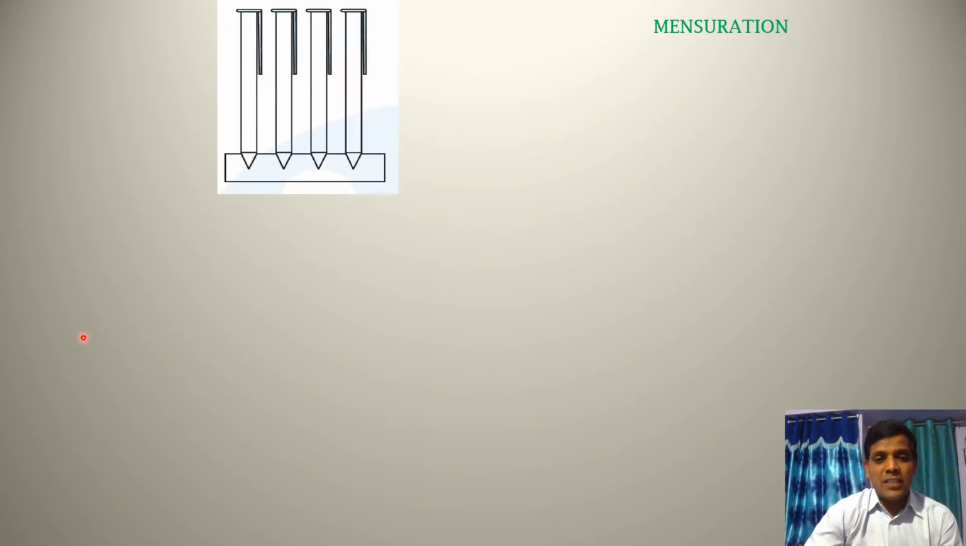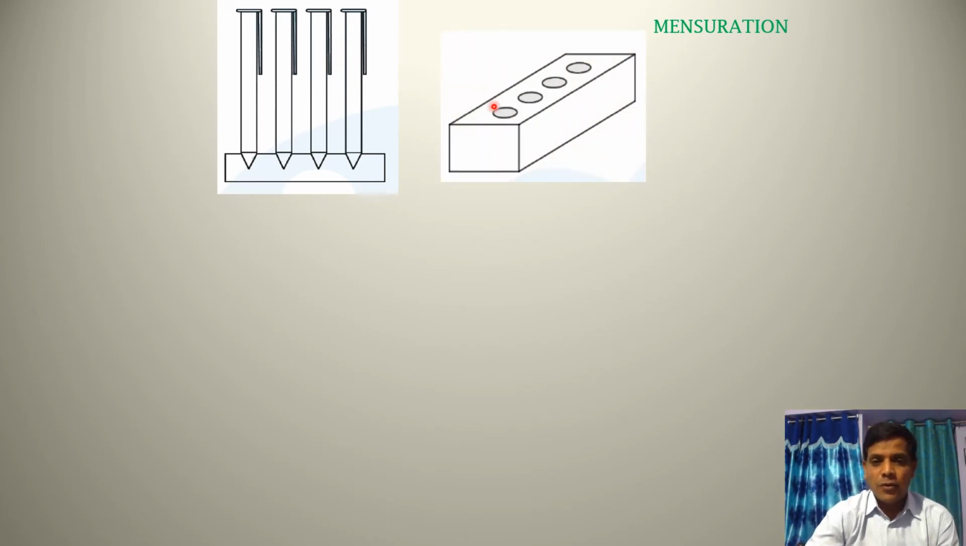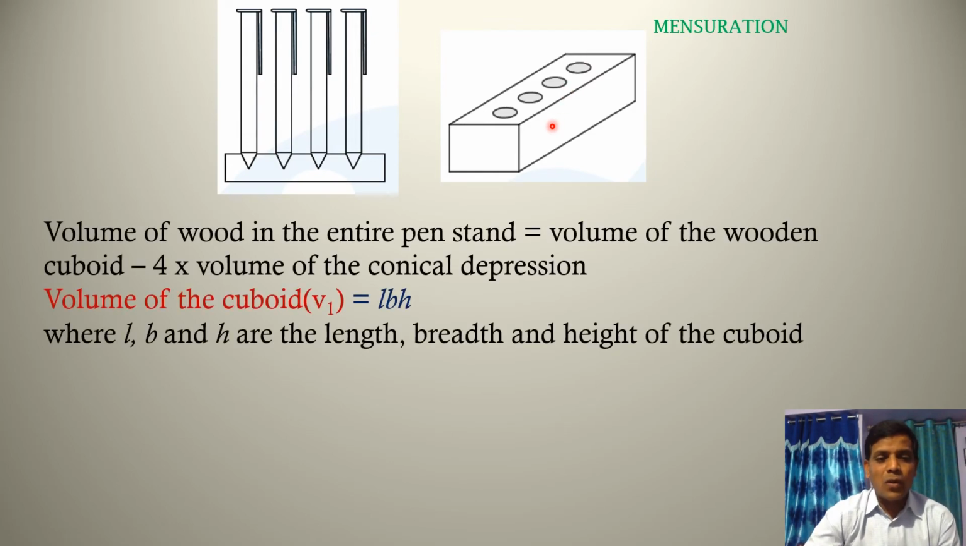Next, draw the picture. This is the pen stand. Already four pens are there. The pen stand is in the shape of a cuboid and it contains four conical depressions. Next step, how to find the volume of the entire pen stand. The volume of wood in the entire pen stand equals the volume of the wooden cuboid minus 4 into the volume of conical depressions.